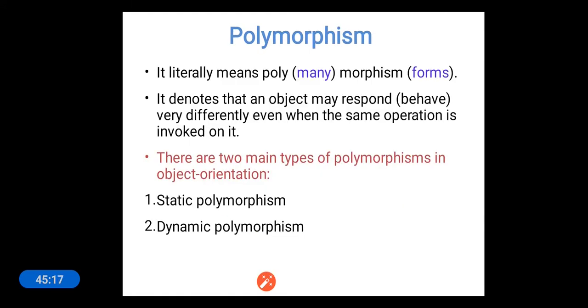Next comes polymorphism. It literally means many forms. This denotes that an object may respond in a different manner when the same operation is invoked on it. If an object behaves in a different manner whenever the same method is invoked on it, that is called polymorphism, that is, many forms of an object. There can be two types of polymorphism in object orientation concepts: one is static polymorphism and the other is dynamic polymorphism.